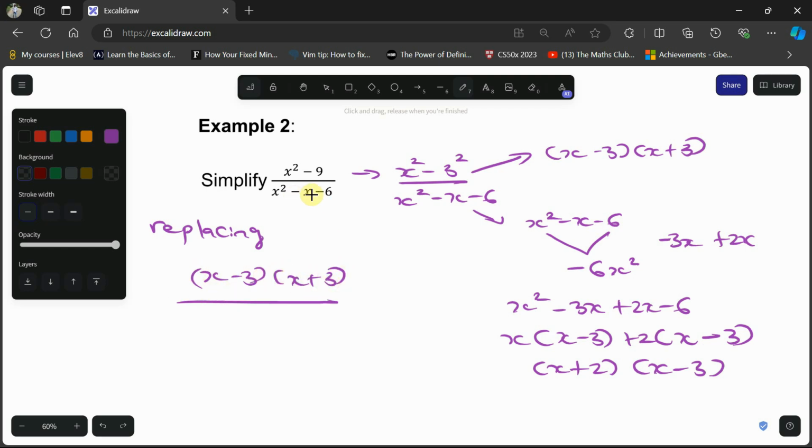In place of this, I'll put this one here because I've broken them down, and this will be x plus 2 and x minus 3. So you can say I can cancel this one, can cancel this one. So what I'm left with is what? x plus 3 all over x plus 2. So this is our answer from this simplification.